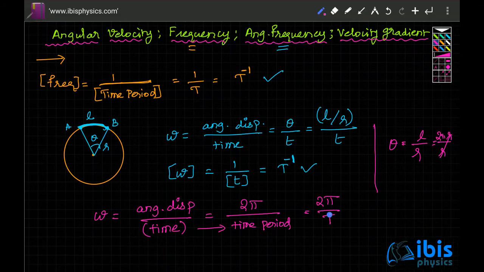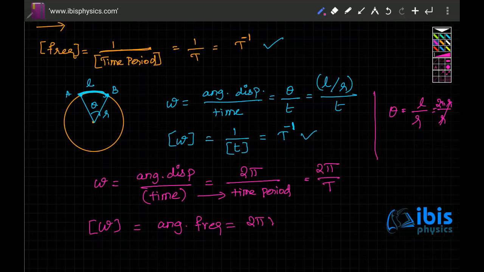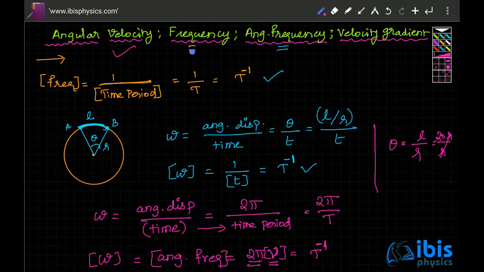We know that 1 by time period is frequency. So omega, in a way, we are going to call angular frequency, which is 2 pi into 1 by time period. 1 by time period is frequency, so 2 pi times frequency is called angular frequency. 2 pi is a number, it is in radians, so it does not have dimensions, and only frequency has dimensions, which is t power minus 1. So the dimensions of angular frequency is 2 pi into dimensions of frequency, which is also t power minus 1. So three things: angular velocity, frequency, angular frequency, all are having the same dimensions.